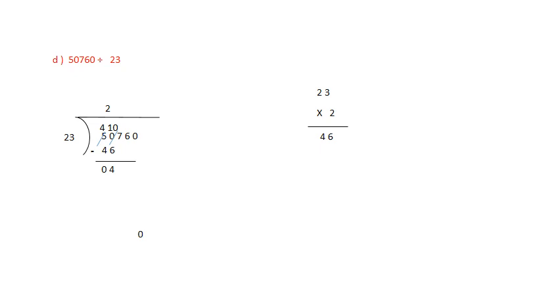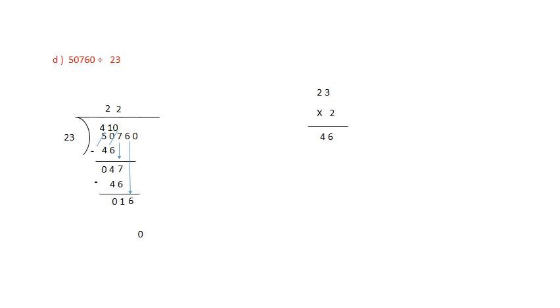Now what we'll do, you will bring it here 7 down. Now if you see again here, you got your 47 and when we multiply by 2 you are getting 46, which is less than this. So we'll take again 2s are 46. So when we subtract 47 minus 46, you are getting 1. Now what we'll do, we'll bring it 6 down. 6, so it becomes 16.